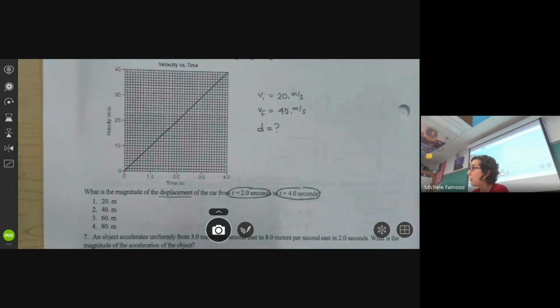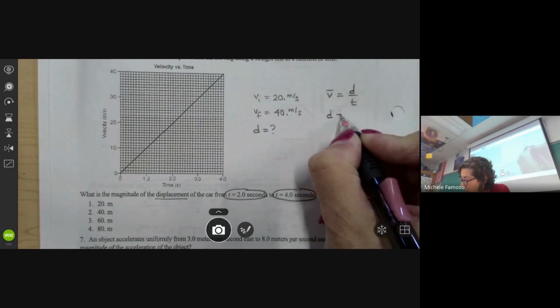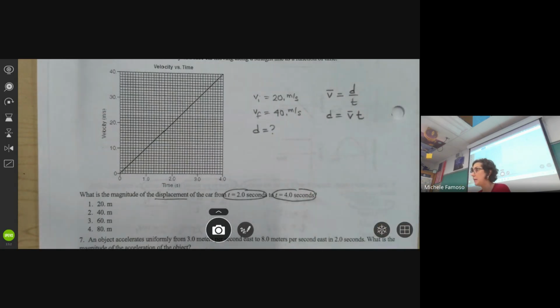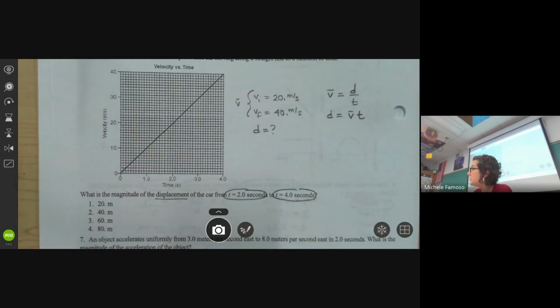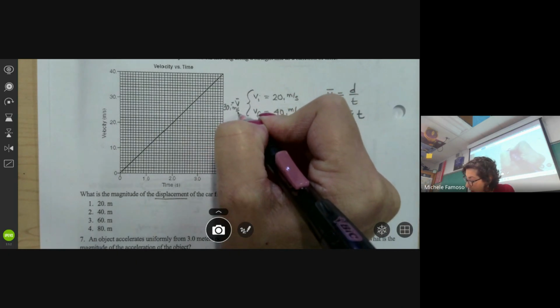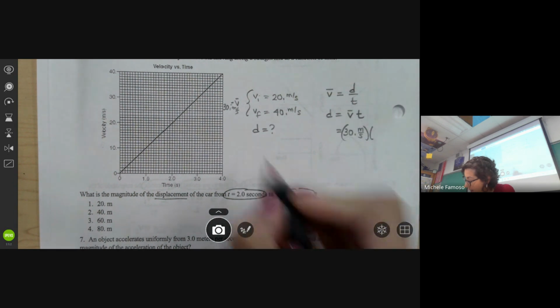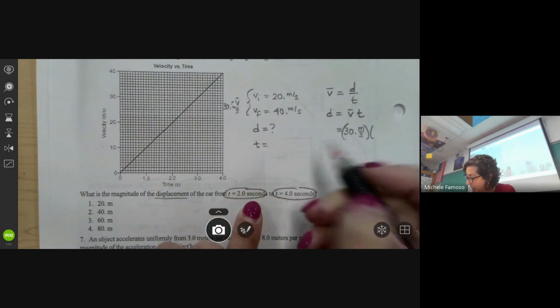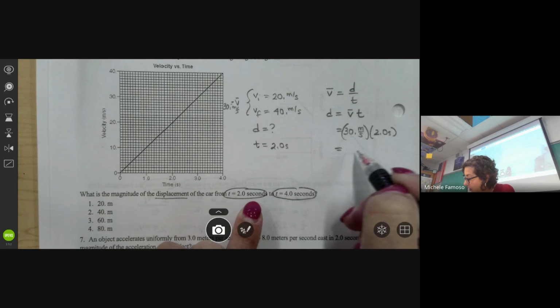displacement. The equation I'm going to use is V bar is D over T, so D is V bar times T. Now, I don't have V bar yet, but the V bar is the average of those 2 numbers. What's the average of 20 and 40? It's 30. So I'm going to take 30 meters per second and multiply by the length of time between 2 and 4 seconds, which is 2 seconds, which gives me a displacement. 30 times 2 is 60 meters.